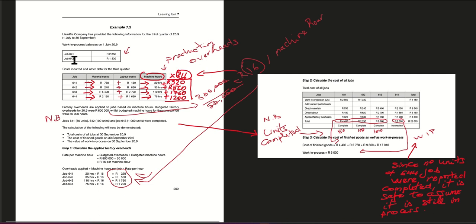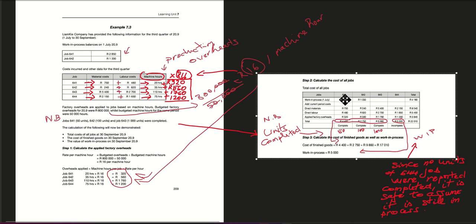So for job 641, I will take the opening balance. If I want to find the total quickly in my head, I will take the opening balance plus direct material, direct labor, and the 320 for machine hours, and sum them up. So here is the place where you need to go straight away. You will see that that's exactly what is being done.